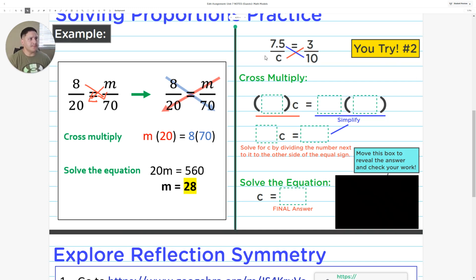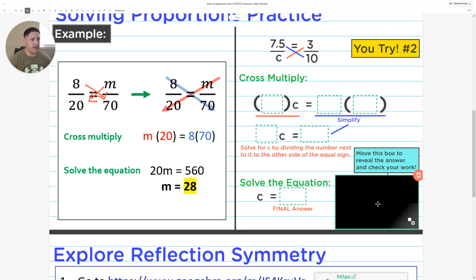You try number 2. Here is your proportion. I gave you all the first hint, which is to cross multiply. So fill out the boxes to set up the equation properly. Show your work by simplifying the right side into a single number, and then solve for the c value by getting whatever is next to it and dividing it to the other side.